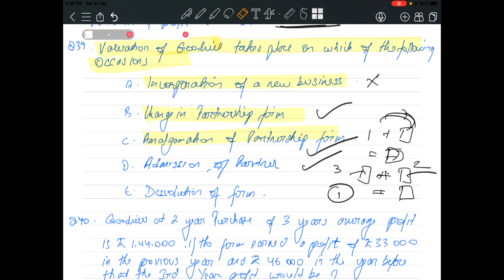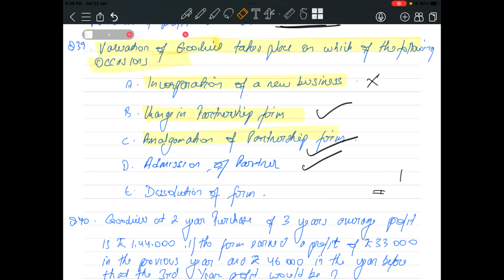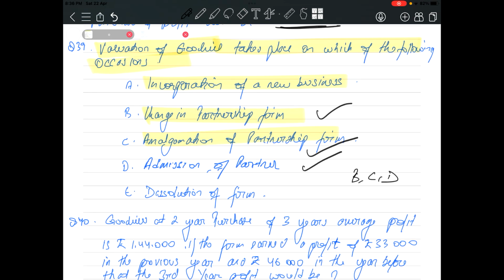So what is the correct answer? The correct answer will be B, C and D. You will get options like these, and you have to choose the correct one. I hope this is absolutely clear to you.